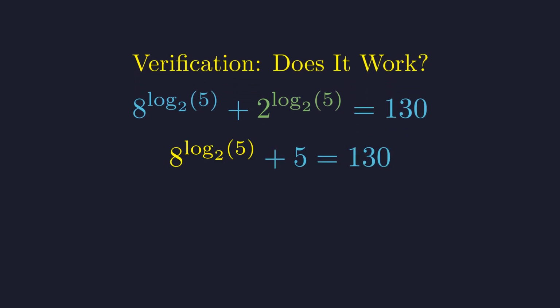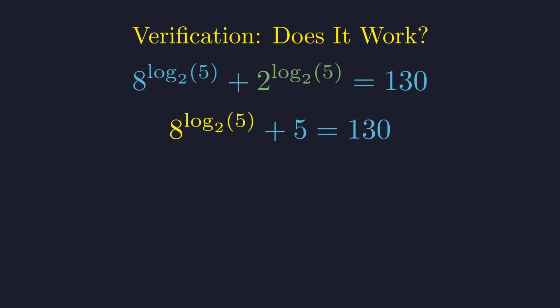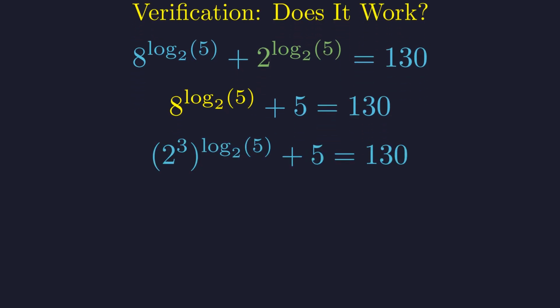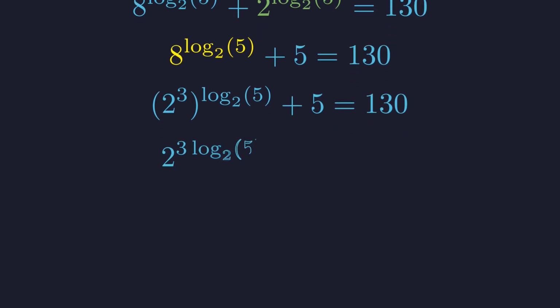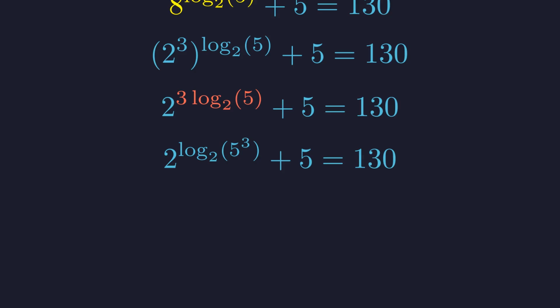For the first term, we need to be more clever. We need the base to be 2, not 8, to use the same cancellation rule. Since 8 equals 2 cubed, we rewrite it. Using the power rule for exponents, we bring the 3 down and multiply it with the logarithm. Now we use the power rule for logarithms in reverse. 3 times log base 2 of 5 equals log base 2 of 5 cubed. This gives us 2 to the power of log base 2 of 5 cubed.